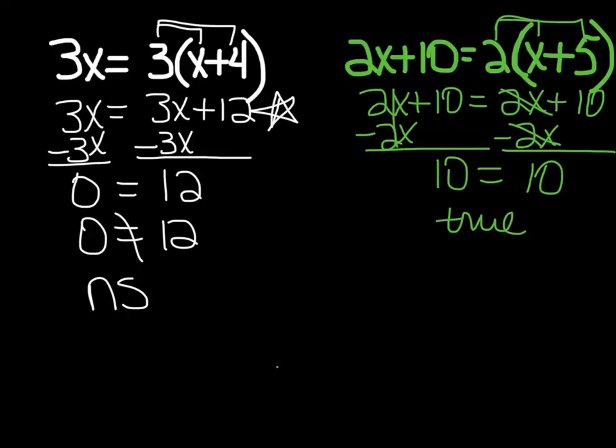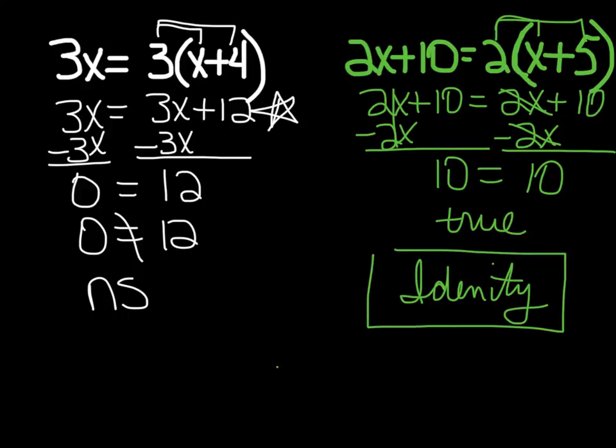Any number that you put in for x will make a true statement because 2x plus 10 equals 2x plus 10. That is the same thing. And they call that an identity. So when you get down to this point and a number does equal itself, it's true. You have an infinite number of solutions, and that is called an identity.